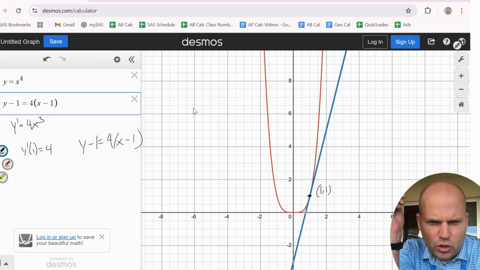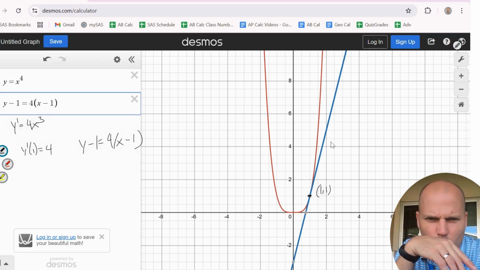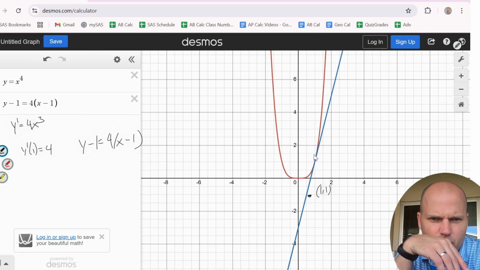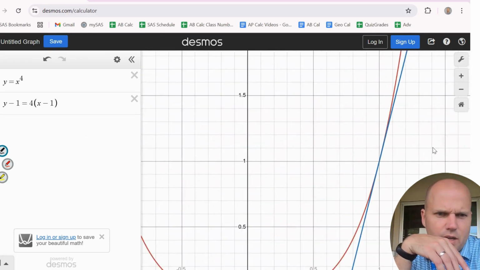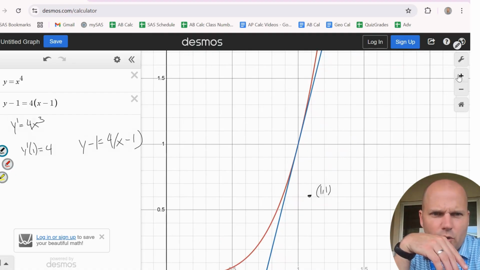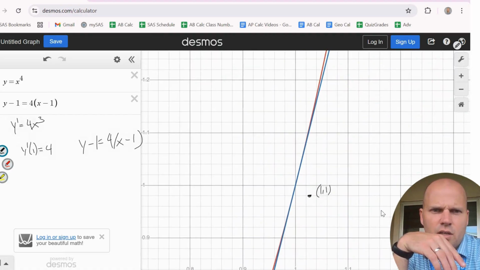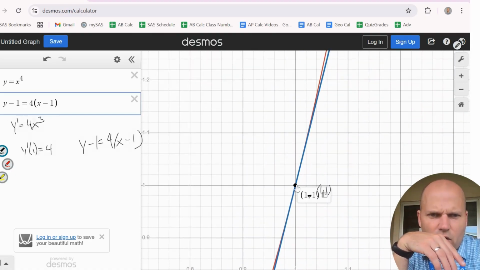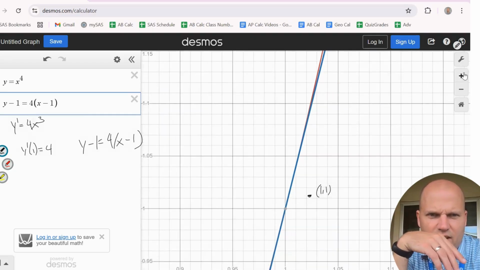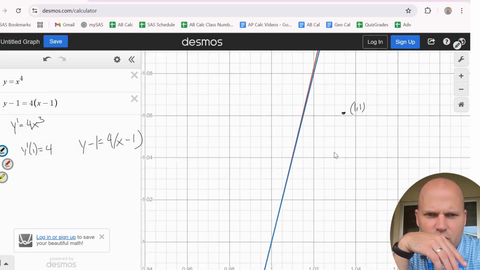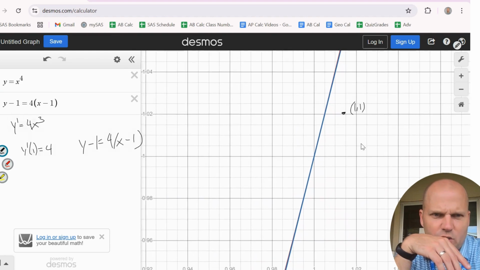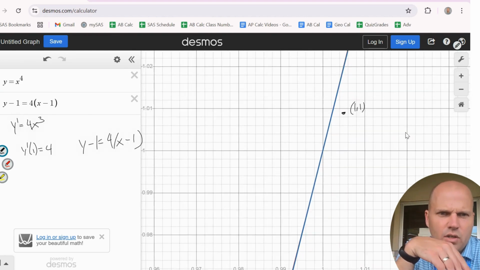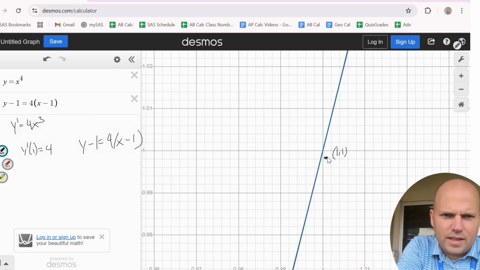And what have we done? Well, we zoom in at this point 1, 1, and we keep zooming in at this point. What do we notice? The line and the curve start to just kind of blend together until you can't even notice the difference between the line and the curve. Okay? So, boom, right there.